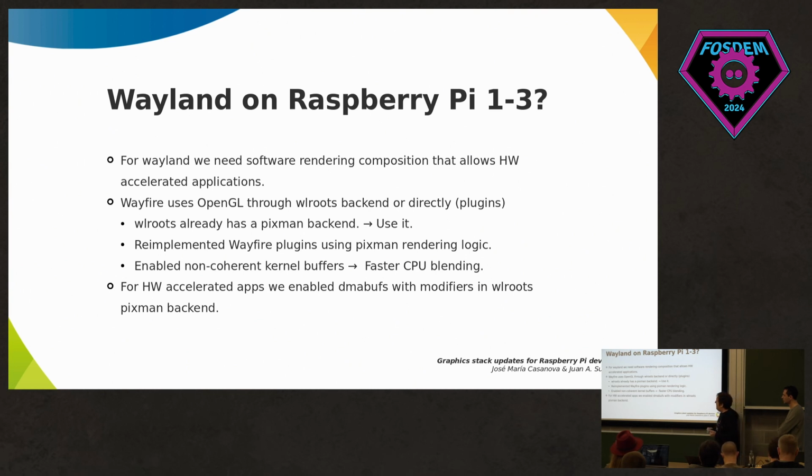So the first thing is that wlroots already has a Pixman backend that is working, so you can just transition, and in the parts of wlroots that Wayfire uses, make small changes to use the Pixman backend, and it works. The next part is that we needed to re-implement all the parts that were tied to OpenGL in the different plugins that we are going to use in the distribution. There are some that are quite complex that we didn't need, so we didn't implement the change to use the Pixman rendering logic.